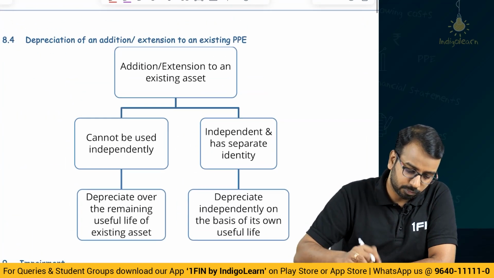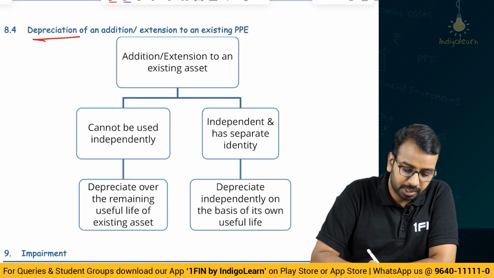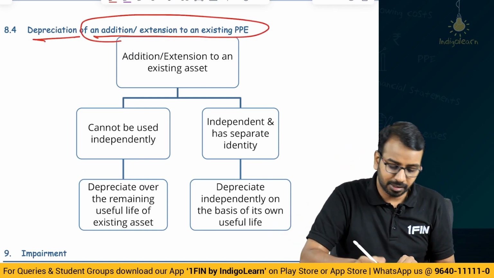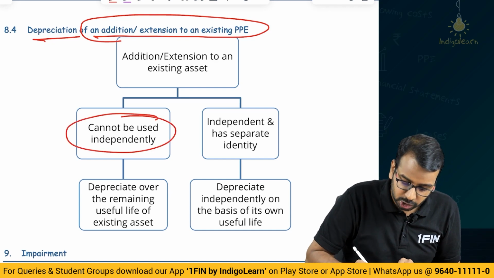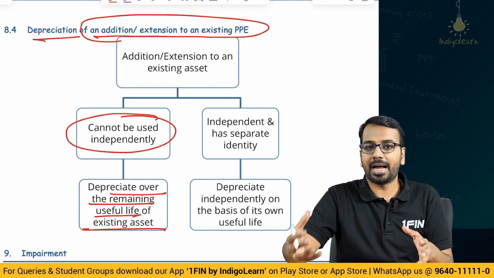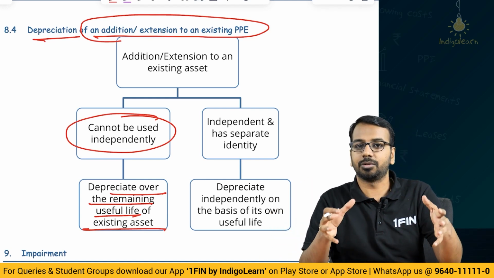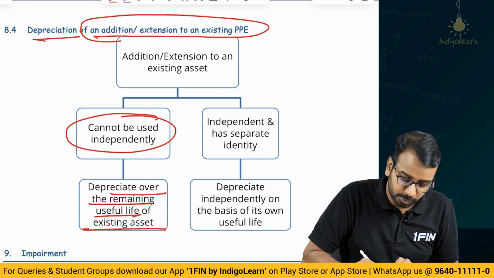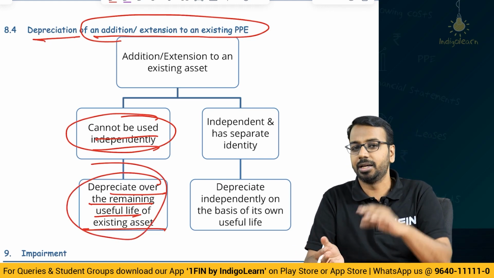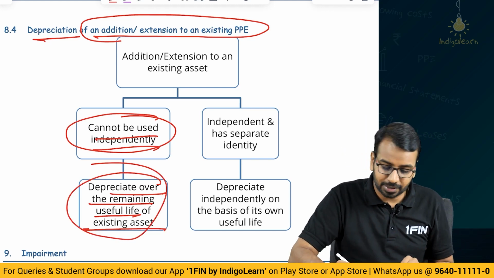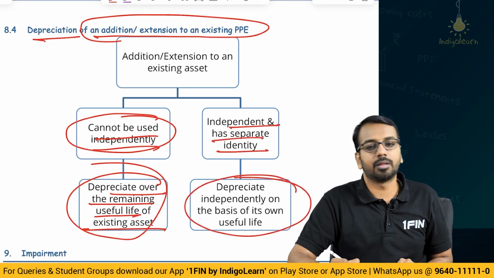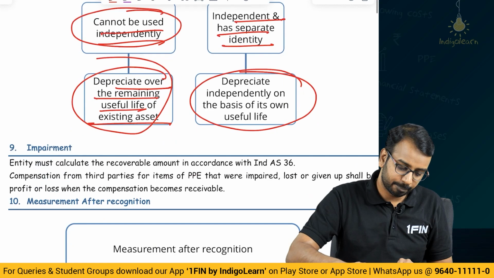Now coming to depreciation on an addition or extension to an existing PPE, meaning I already have an asset, I have added something else. Then if it cannot be used independently, you will depreciate over the remaining useful life of the existing asset. Let's say I have a two-wheeler, I have added one more seat to it, making it a 3-seater. Then if it cannot be used independently, depreciate over the remaining useful life. So in my case I cannot use it independently, so I will depreciate it over the remaining useful life. If it is independent and has a separate identity, depreciate independently on the basis of its own useful life.